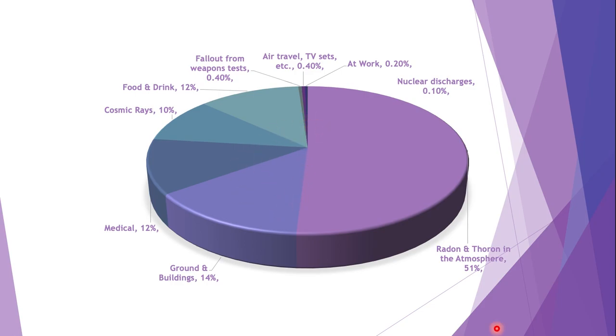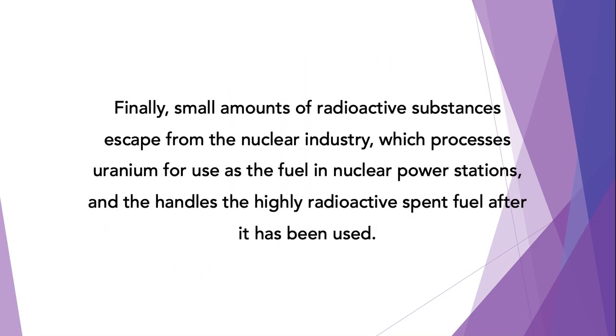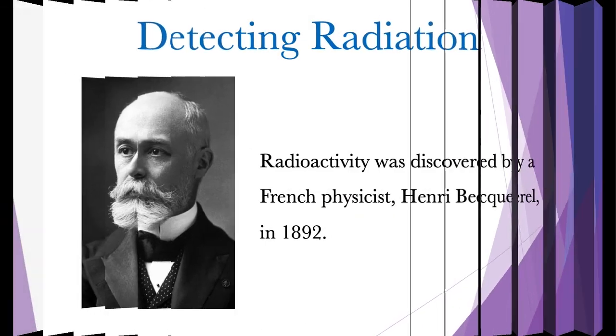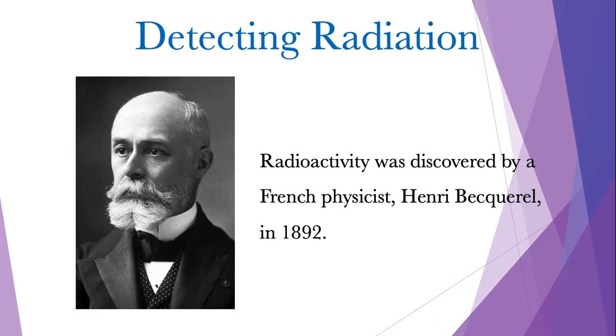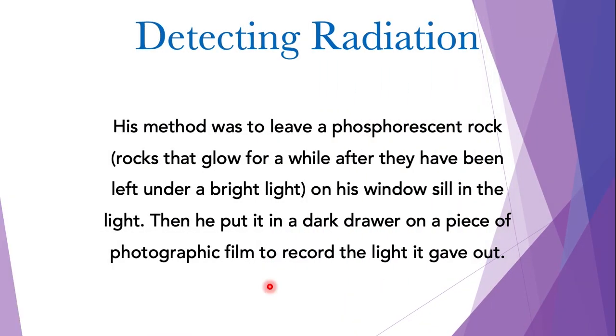Okay, now that we've understood background radiation and what radioactivity is, we're going to see how radioactivity was discovered, how it was detected. Radioactivity was discovered by a French physicist, Henri Becquerel, in 1892. His method was to leave a phosphorescent rock on his windowsill in the light. Phosphorescent rocks are rocks that glow for a while after they have been left under a bright light.